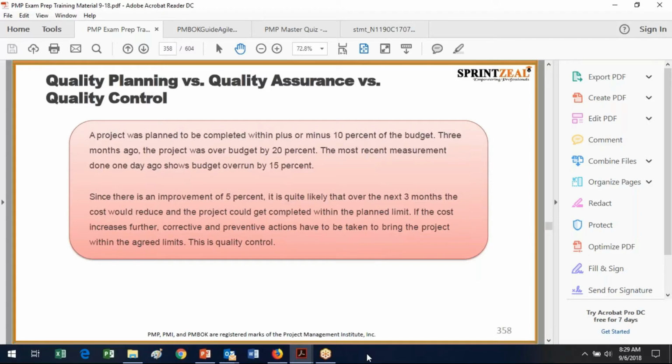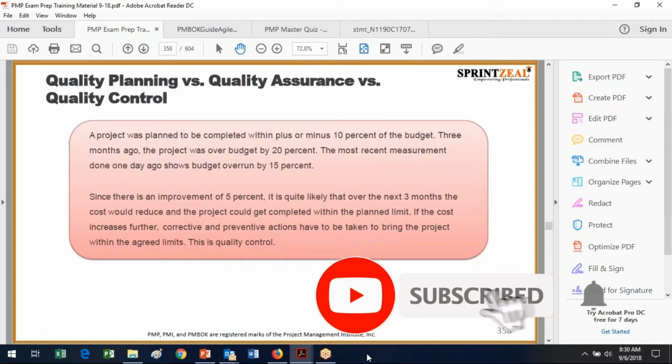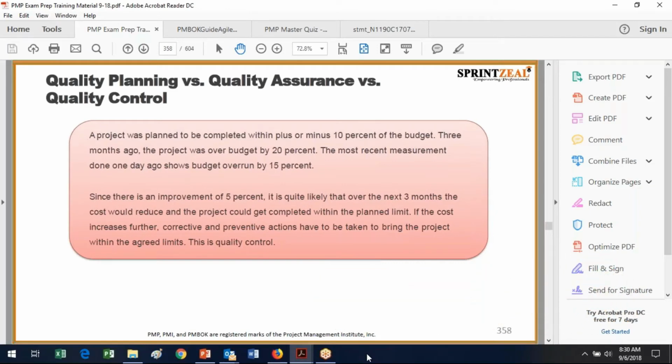So 3 months ago, the project, obviously not complete at that point, was 20% over budget. And with 1 day to go, they looked like they were going to be 15% over budget. So in a way, they've improved because they went from 20% over to 15% over, but they're still 15% over. So since there's an improvement of 5%, it's likely that over the next 3 months, the cost would reduce and the project would get completed within the plan limit if there was 3 months left. But if the cost increases further, obviously you have to take corrective and preventative actions to bring the product back into the agreed limits, and that's quality control.